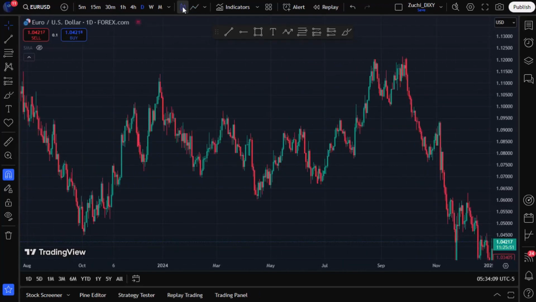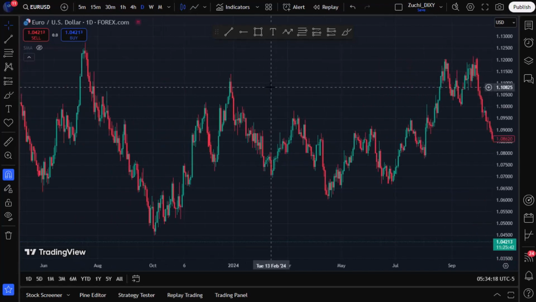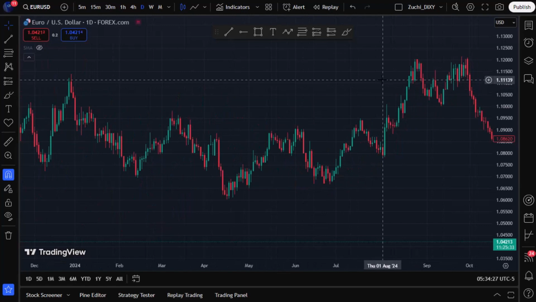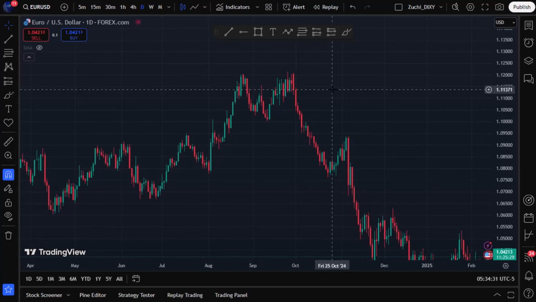Or you can use a candlestick. All right, the candlestick is the most used because it tells you the opening price, the closing price, the highest price of a particular candle, and the lowest price of a particular candle. And that is why it is most used by almost every foreign exchange trader or technical analyst.